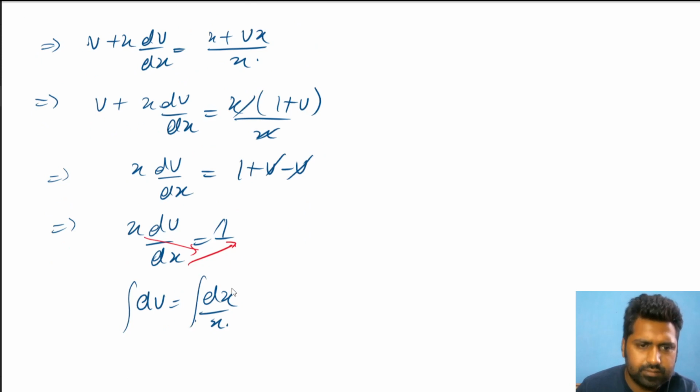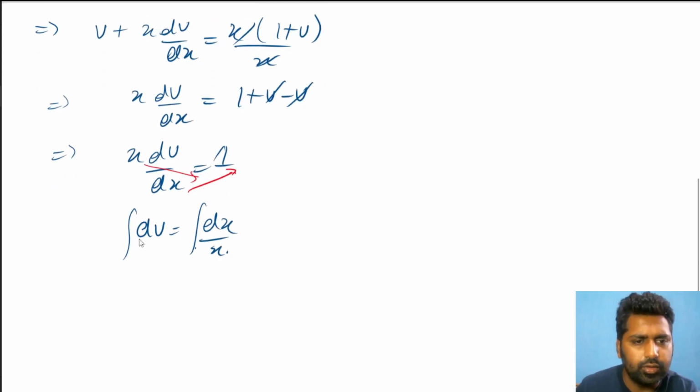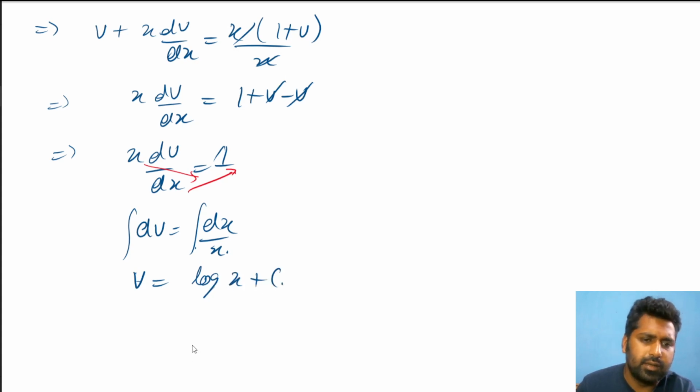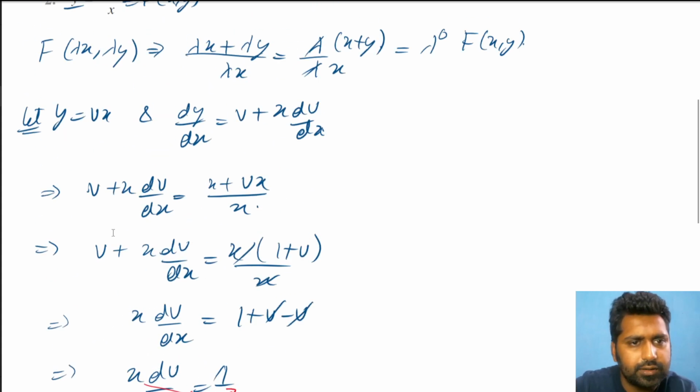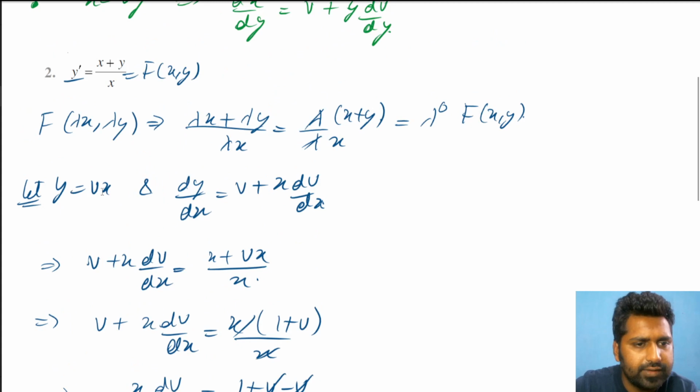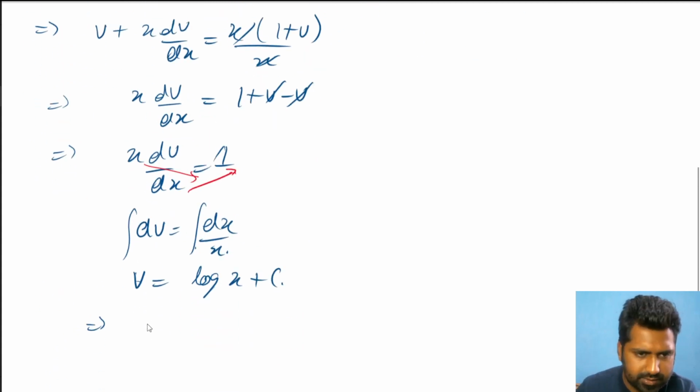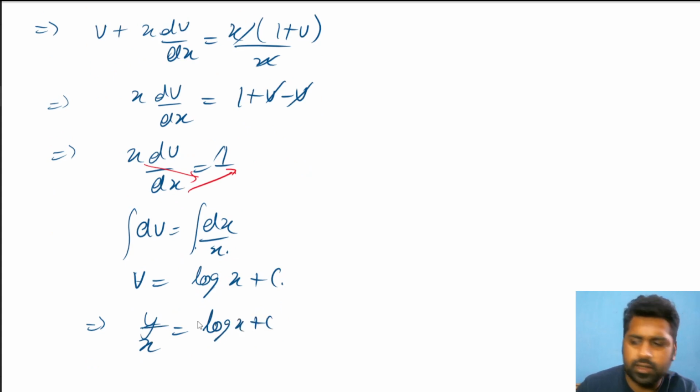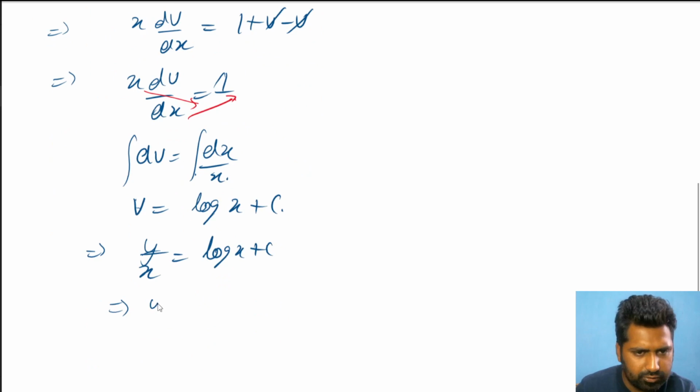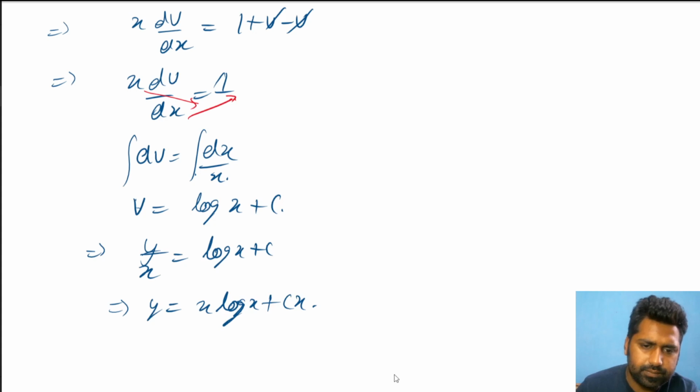Integrate both sides. So what is the solution? Integration of dv is v. Integration of 1 by x is log mod x, plus c. But our answer should be in x and y. So what was v actually? Let's look at the question. We substituted y is equal to vx, so v is y by x. Replacing this, y by x is equal to log x plus c. Now if you want to generate the equation in y only, you get y as x log x plus cx.